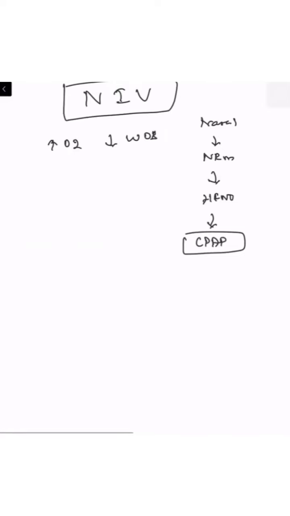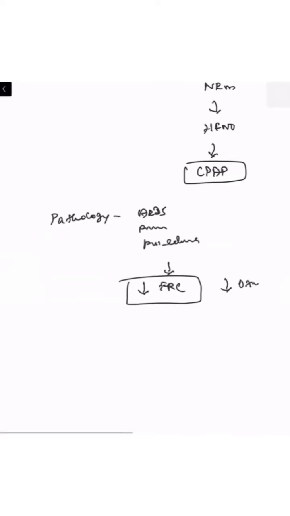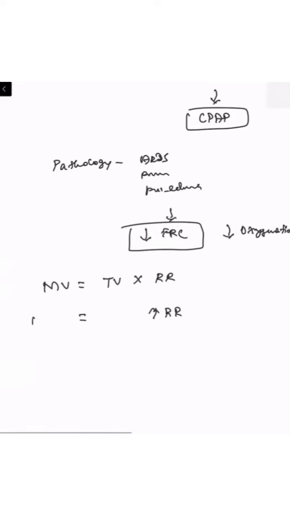Why do these patients have increased work of breathing? The basic mechanism is, whenever there is a pathology present in the lung, like ARDS, pneumonia, or pulmonary edema, you will have reduced functional residual capacity. So this will automatically reduce the oxygenation of the tissue during expiration. Normally the minute ventilation is equal to tidal volume times respiratory rate. We cannot increase the tidal volume in these patients physiologically, but you can increase the respiratory rate to increase the minute ventilation.